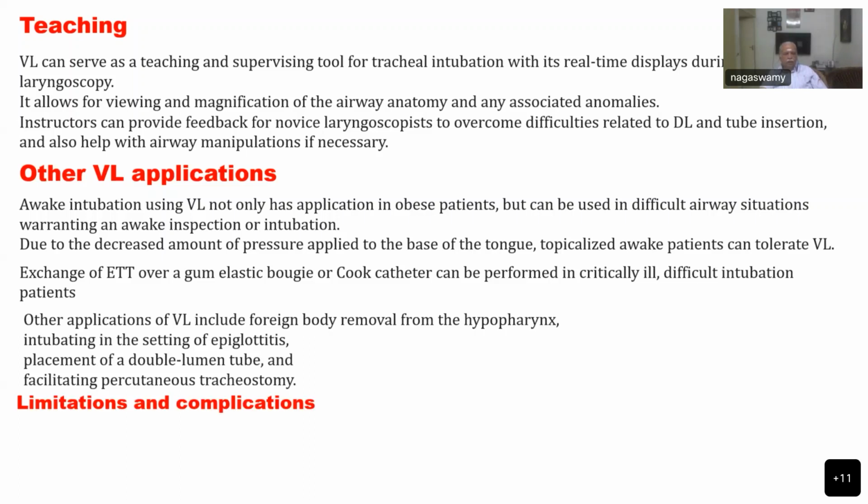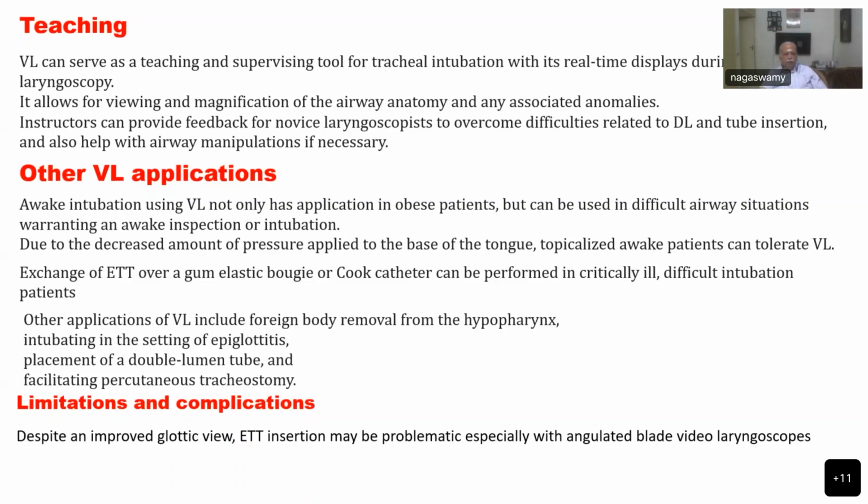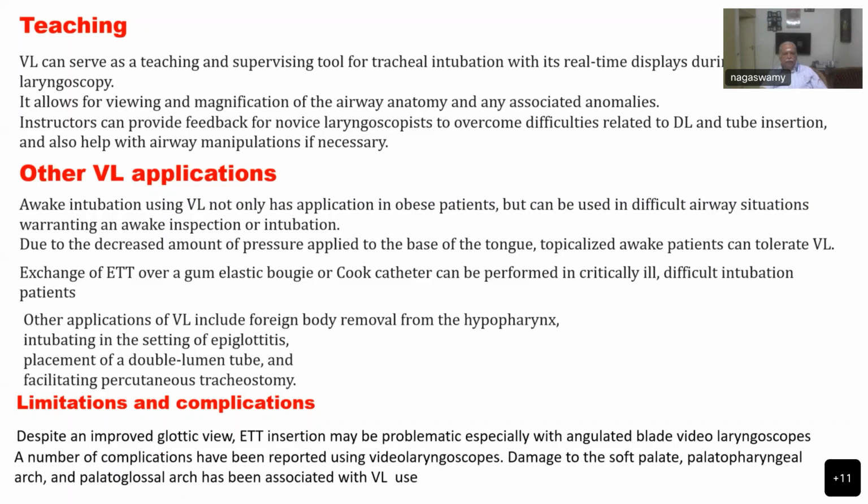The limitations and complications: despite improved glottic view, ET tube insertion sometimes may be problematic, especially with an angulated blade, as I told you, because of the primary and secondary curve. A number of complications have been reported. Damage to the soft palate, palatopharyngeal arch, palatoglossal arch have all been seen with video laryngoscope, especially in the learning time when you are very rough in introducing the scope. You have to be very gentle with that.